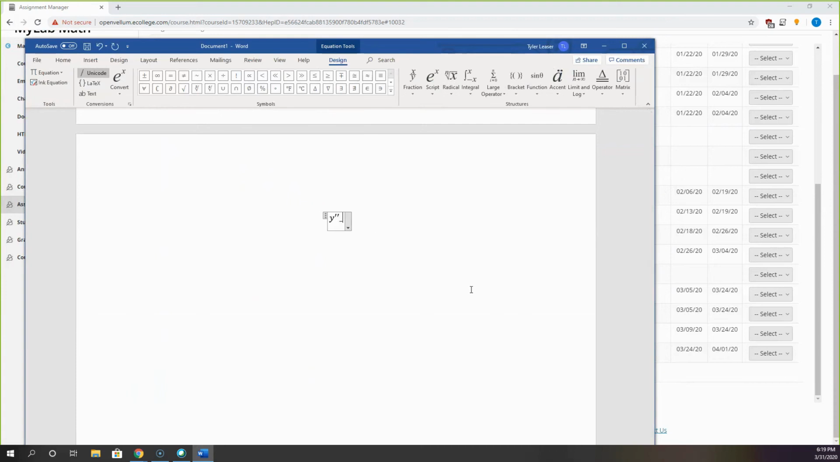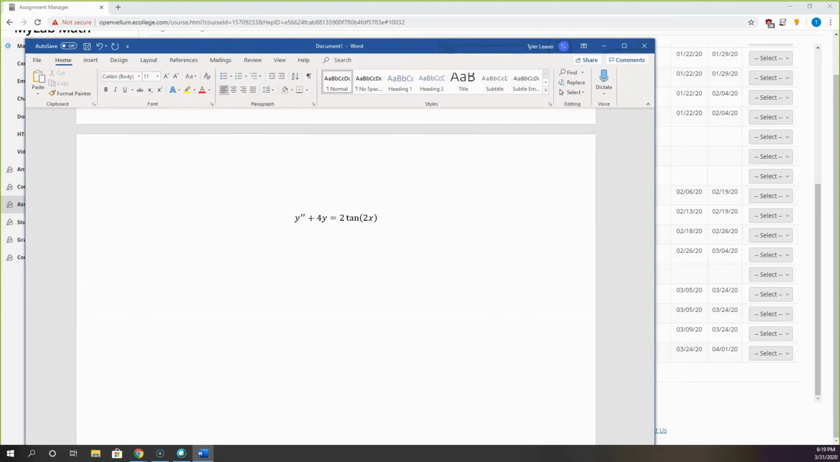y double prime plus 4y is equal to 2 tangent 2x. All right, cool. Yeah, so if you have a problem like this, there's two different major things that we've done. We've done the undetermined coefficients method, and then we've done the variation of parameters method. You cannot use coefficients because of this tangent. The only way you can do the coefficients is when you have polynomials, e's, and then cosines and sines.